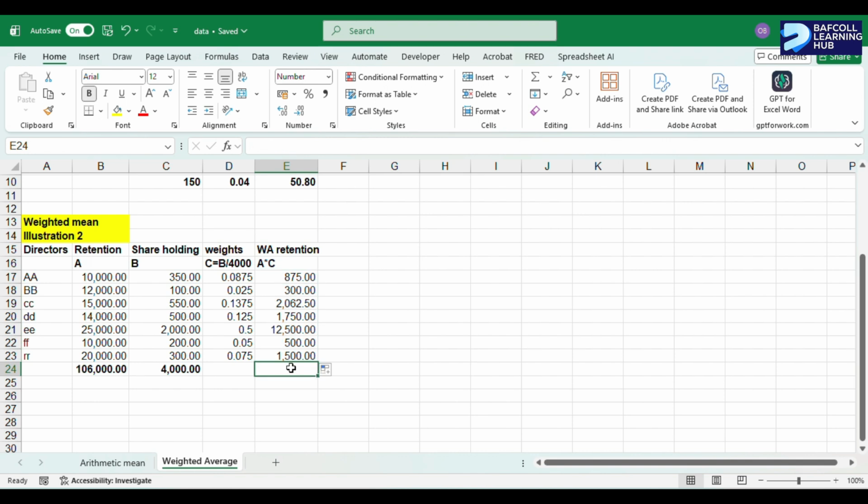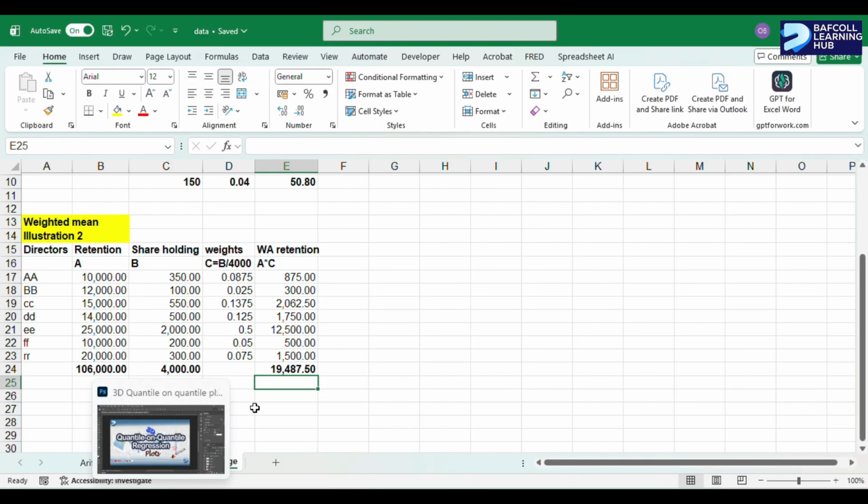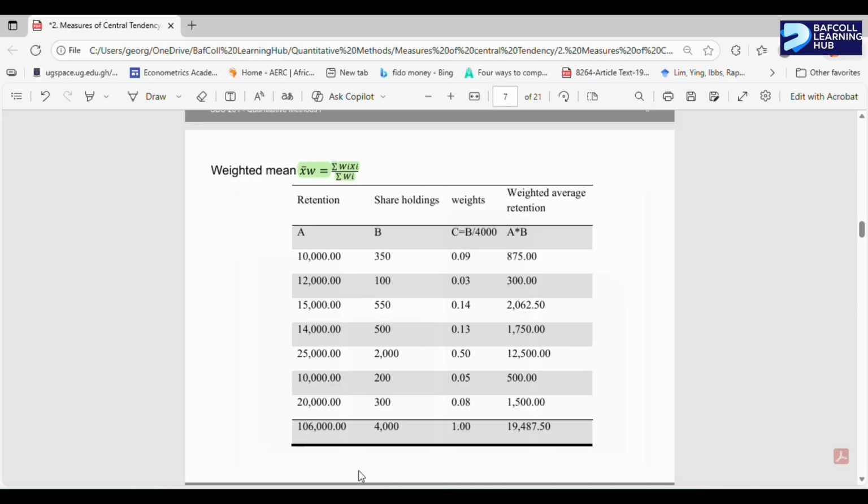Then we can compute the total, equal to. So now we have the total weighted average retention over here, and we have the retention also over here. So if you look at the formula over here.